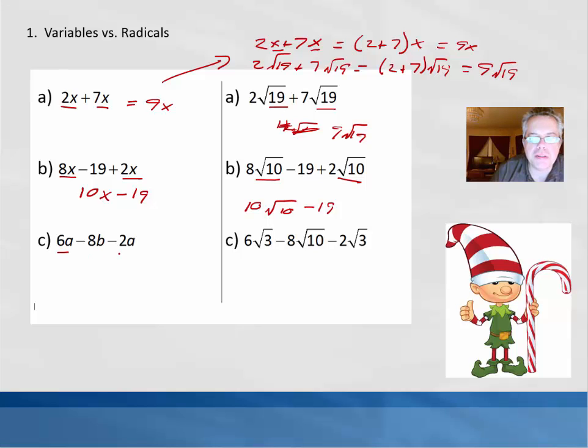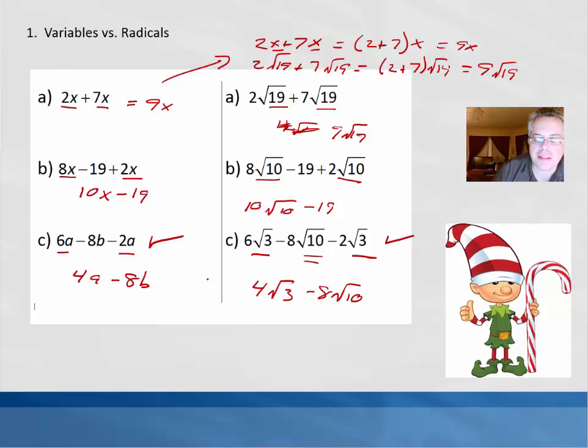Here we have a's and b's. We can combine the a's. 6a minus 2a is 4a. Then I have nothing to combine the minus 8b with, so we just write it, minus 8b. This is exactly the same thing. It looks a bit more complicated because of the square roots, but we have two types of terms here. One's with square root of 3 and one with a square root of 10. 6 square root of 3 minus 2 square root of 3 is 4 square root of 3. And then minus 8 square root of 10, we're stuck with that. So see, it's really the same thing as if we had a's and b's, or if we had square root of 3's and square root of 10's. It's really mathematically identically the same.